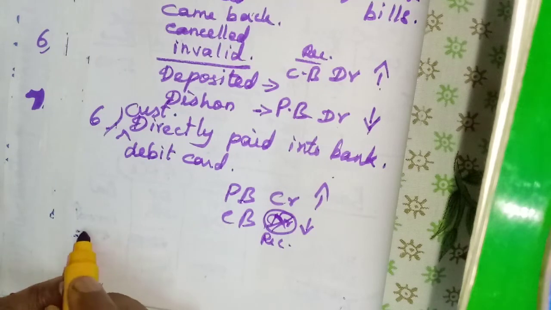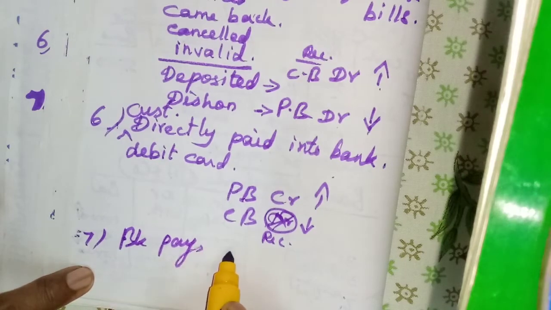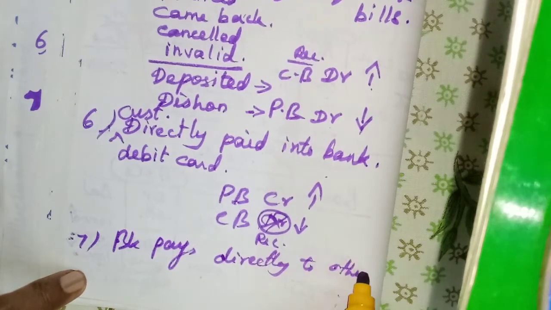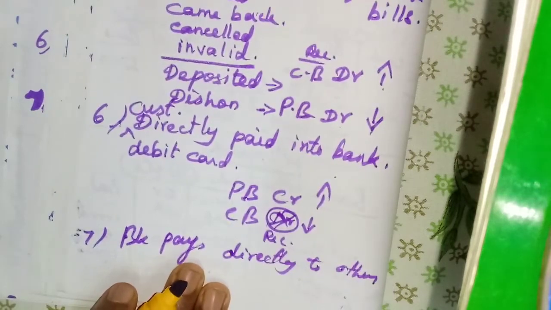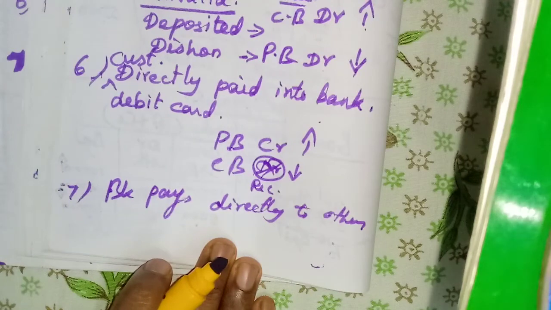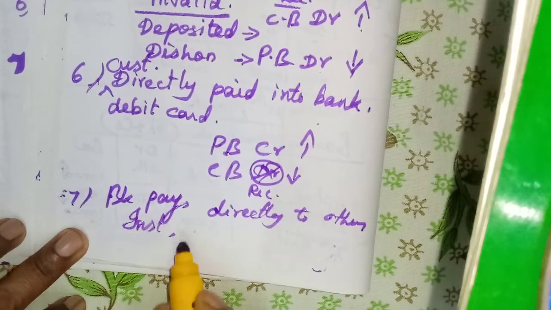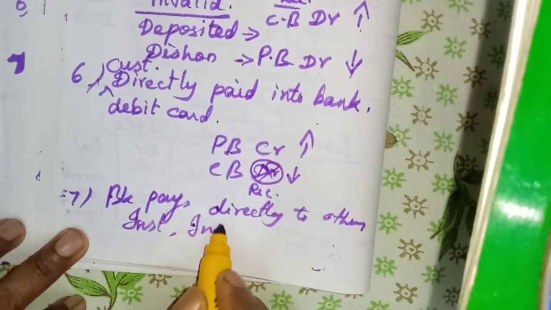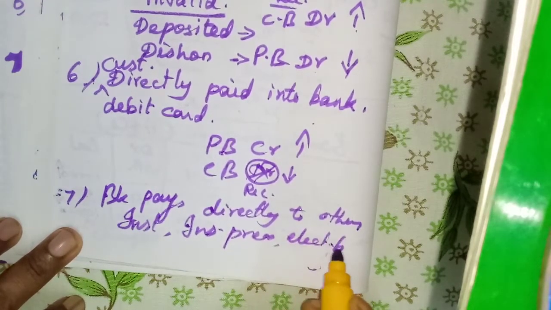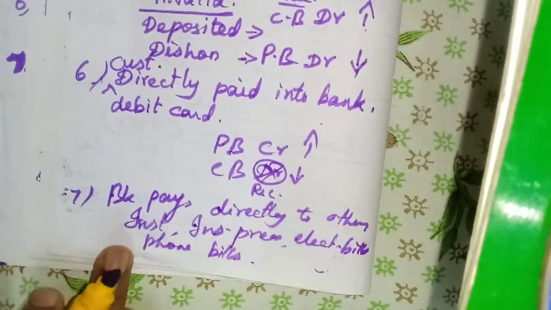now the opposite, the bank also can pay directly. The bank pays directly to others. Others means it cannot pay its own. We may give some instructions, we may give some orders to pay for some expenses. For example, any installment payment, or any insurance premium, or any other expenditures, maybe electricity bill, phone bill, all these expenses of the customers.